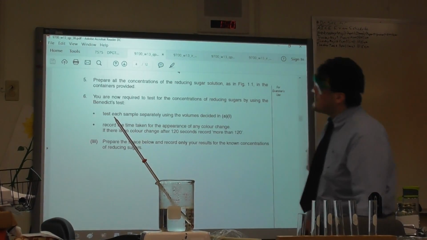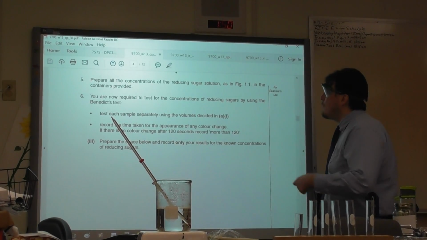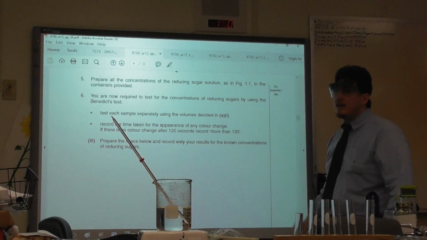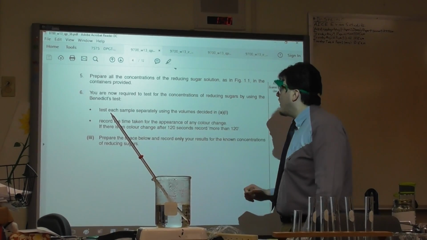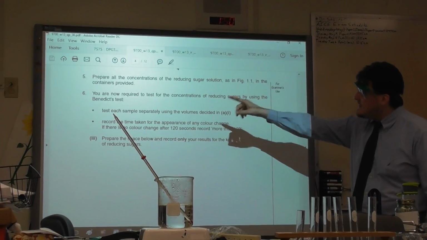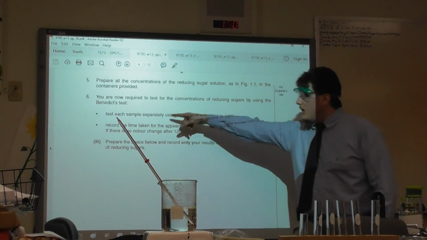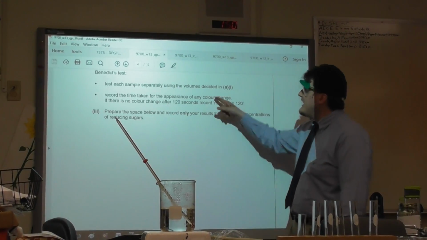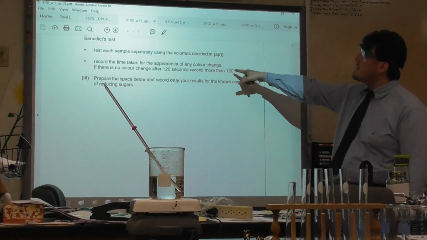So number 5, prepare all the concentrations of a reducing sugar solution, as in figure 1.1 in the containers provided. So I'm going to do that later. You are now required to test for the concentrations of reducing sugar by the Benedict's test. Test each sample separately using the volumes decided in A1. Record the time taken for the appearance of any color change. If there is no color change after 120 seconds, record more than 120.